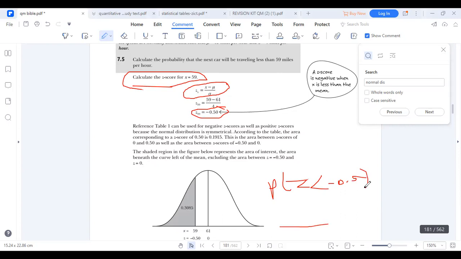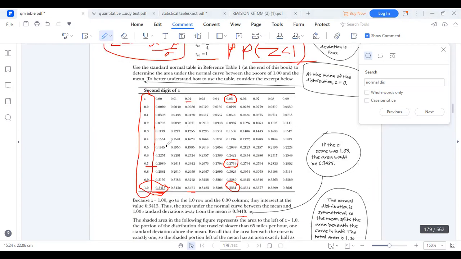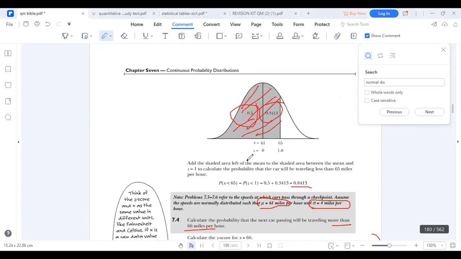So we draw this graph. Negative 0.5 is here. So Z that is less than this is this value. So it will be equal to 0.5 minus the probability of 0.5. So we can take from the table here, the Z is 0.50, 0.1915.